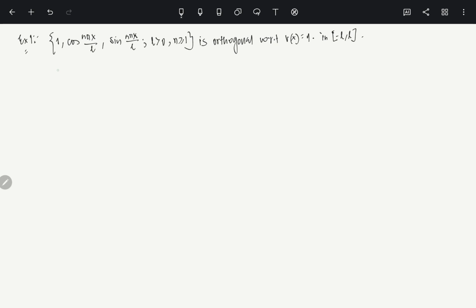Now, of course, what happens is the integral from minus L to L of cosine square n pi x by L dx is nothing but 2L and L. This is 2L for n equals to 0 and L for n greater than or equal to 1. And the integral from minus L to L of sine square n pi x by L dx is L for n greater than or equal to 1. What about n equals to 0? It is basically 0, so you don't worry about it.